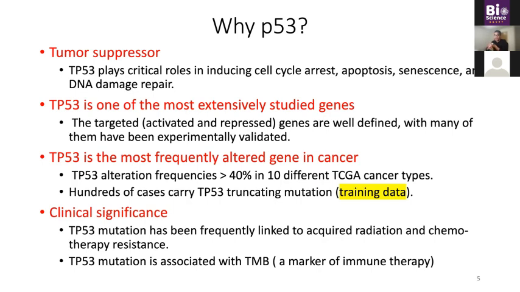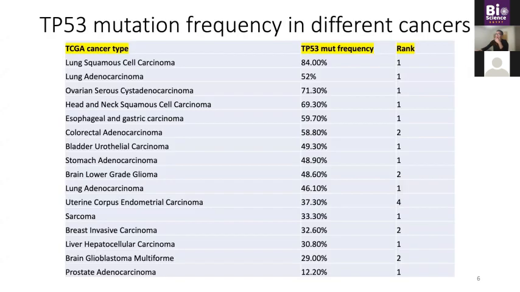In terms of clinical significance, P53 mutation has been linked to radiation or chemotherapy resistance. And also, because P53 is involved in DNA damage repair, P53 status is associated with the tumor mutation burden. And the tumor mutation burden is currently a marker for immune therapy. So this is a table I calculated using the TCGA data. You can see P53 mutation frequency is number one, the top. The third column is the rank of the mutation. So it's number one in dozens of different tumor types.